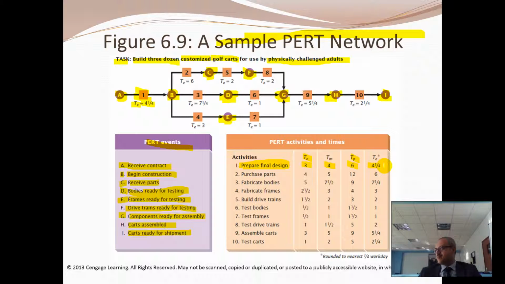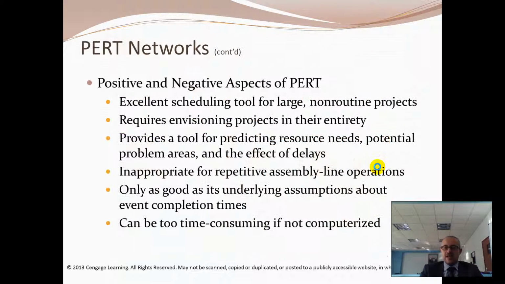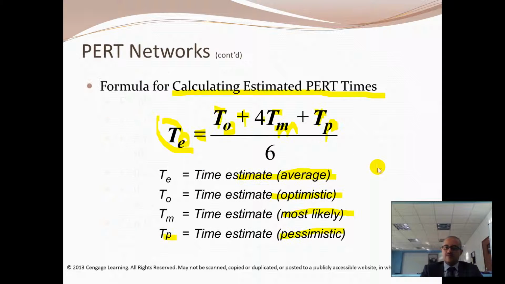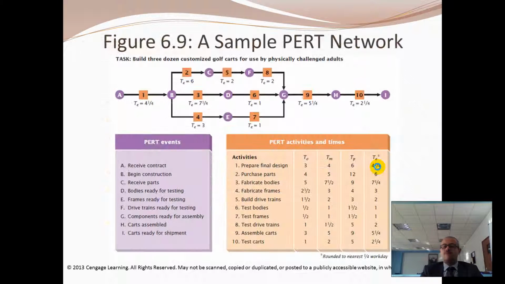The last one is the average. It's based on the equation we just looked at. So you take TO, optimistic, plus 4 times TM plus TP, divided by 6. If you use this equation, divide by 6 to get the average. Now that's number 1.